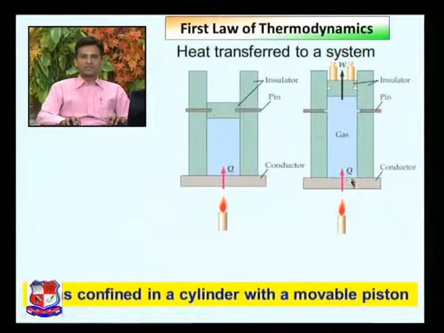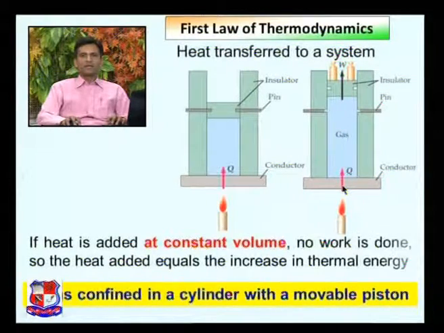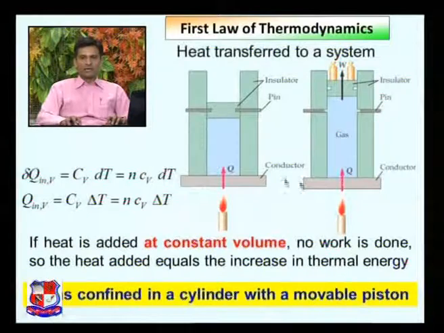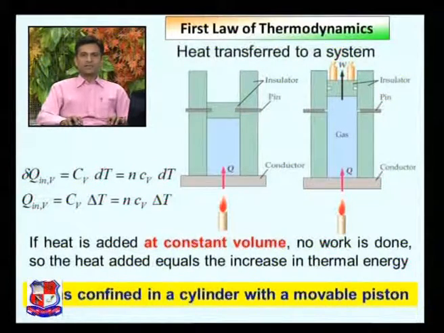So heat is transferred to the system. In this case, if heat is added at constant volume, as in the first case here, the volume is constant, so no work is done. The heat added is equal to the increase in thermal energy. So this process is at constant volume, and the thermal energy of this gas will increase if this is not a movable piston. So these are the two equations to find the value of heat transfer: dQ is equal to n Cv dT, or Cv into delta T, that is the change in temperature.